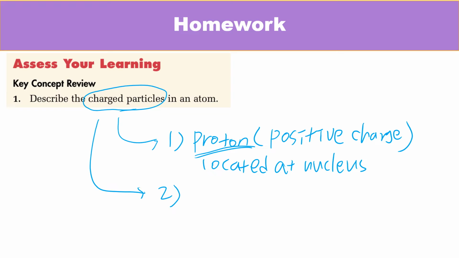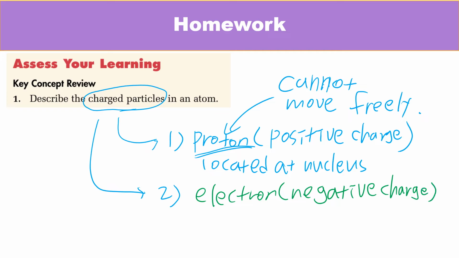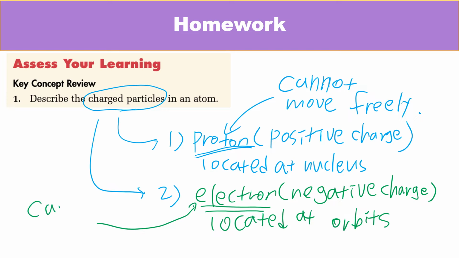And proton, I like to say, cannot move freely. On the other hand, electron is another, with negative charge, and is located at orbits actually. And this electron can move freely.